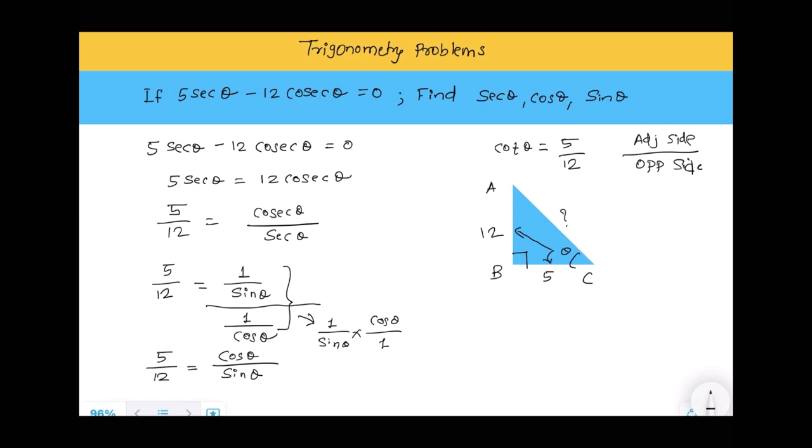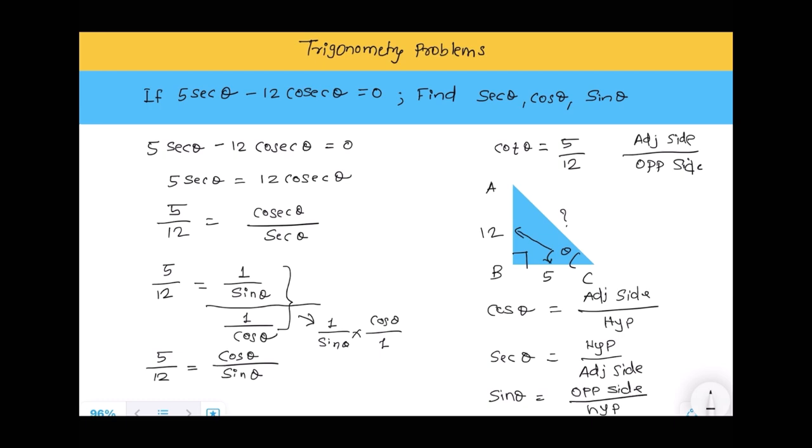Can you do it as per the previous example by applying Pythagoras theorem? Once you do it, then we can find out cos theta, which is adjacent side upon hypotenuse, sec theta, which is hypotenuse upon adjacent side, and sin theta, which is opposite side upon hypotenuse. Try solving this on your own.